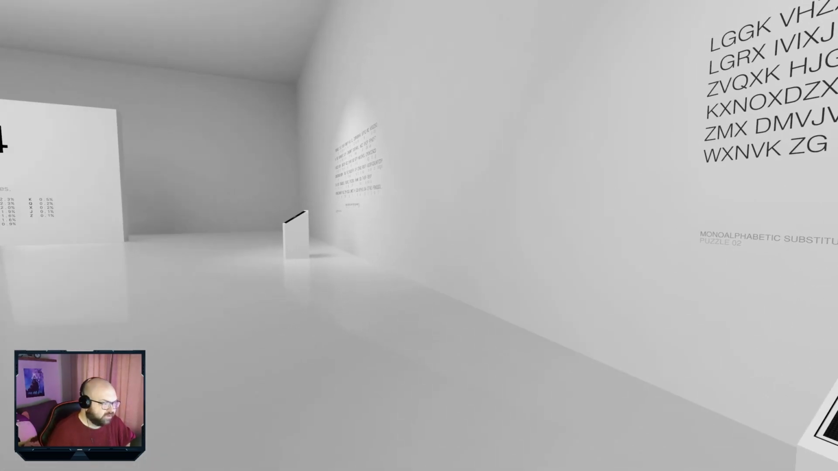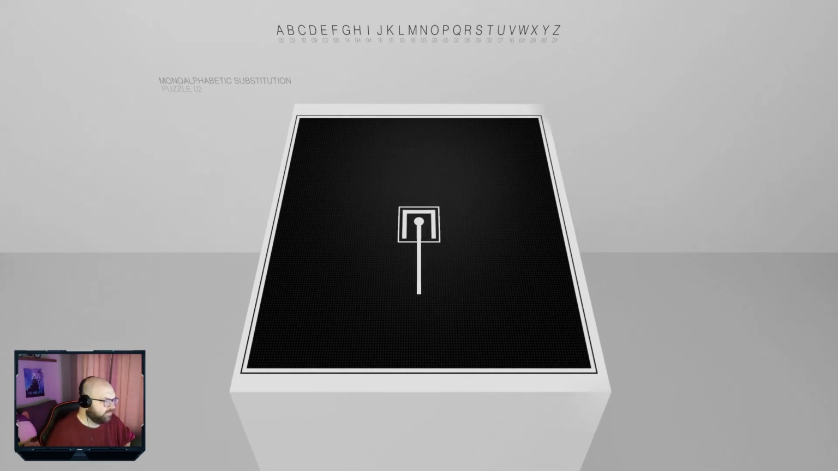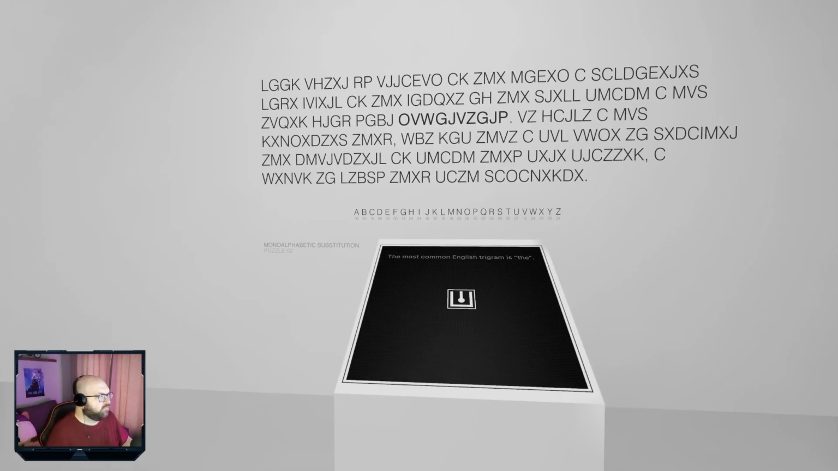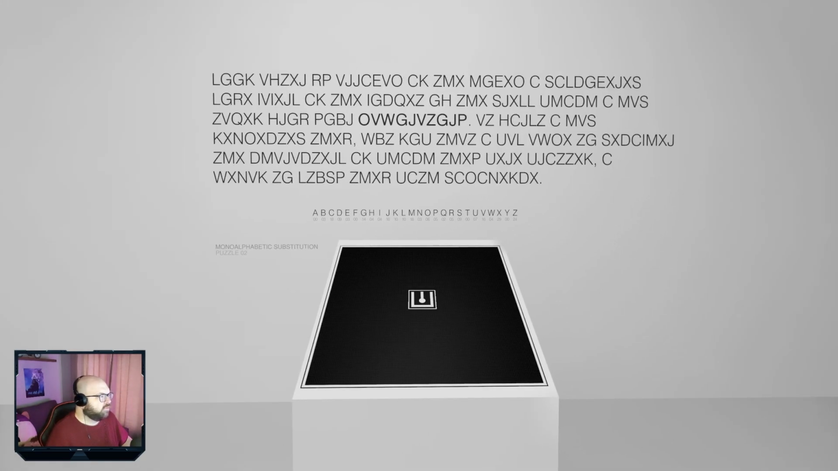So does that actually help me at all? Should we have a hint? Let's have a hint. We may as well use the hint. The most common English trigram is the. Okay, so we can find the. But is that like a group of 3 letters? ZMX? Because we've got spaces between these.